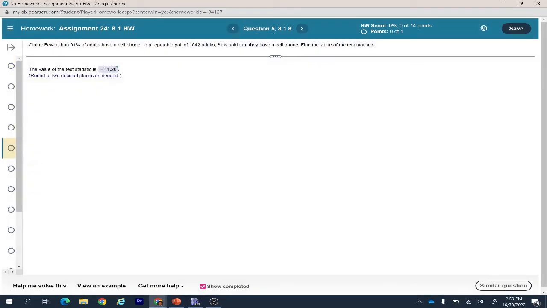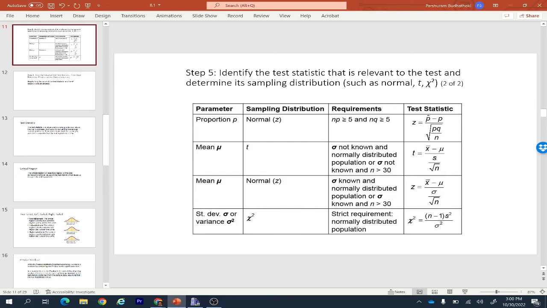Let's go to the next problem. As you can see here, the claim is that fewer than 91% of adults have a cell phone. In a reputable poll of 1042 adults, 81% said that they have a cell phone. Find the value of the test statistic. As you can see, this particular problem is talking about the proportion because it's a percentage. So we are going to use the first formula for finding the test statistic.